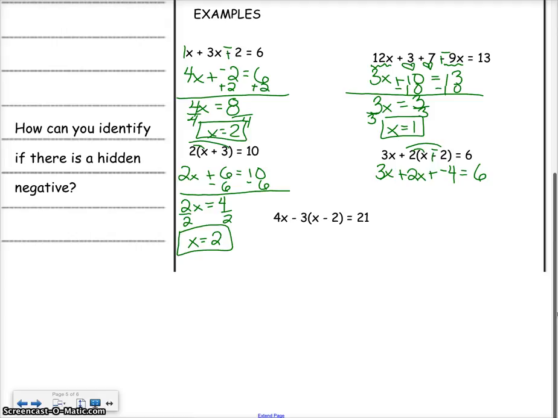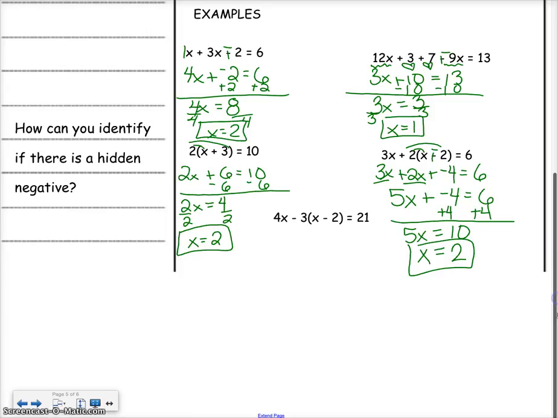Combine like terms, so I can combine my x's. 3x and 2x is a 5x, plus negative 4 equals 6. Now I'm going to move what's not connected to my variable, my negative 4. The inverse of negative 4 is to plus 4, and I get 5x equals 10. Divide by 5, and x is 2.